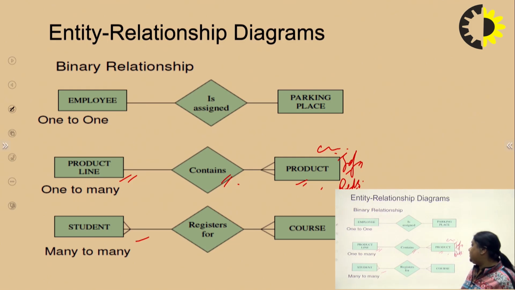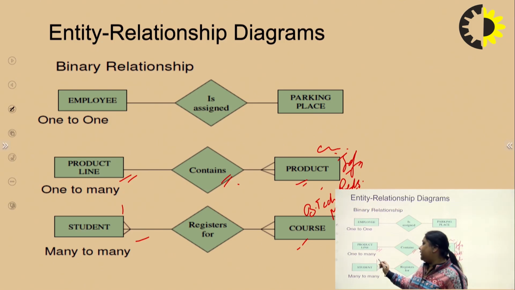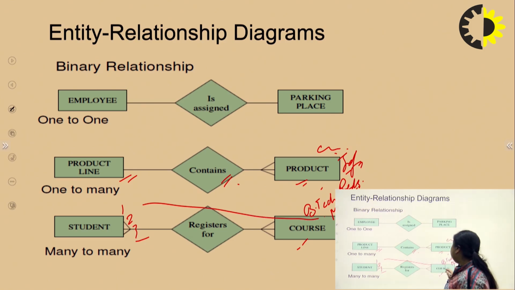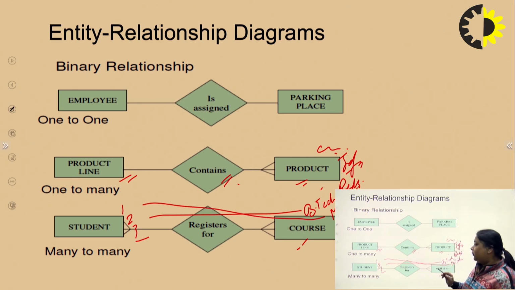A student registers for a course. Many students register for courses, some apply for B.Tech, some apply for M.Tech. So it may be one student, two students, three students. So this is a many-to-many relationship.